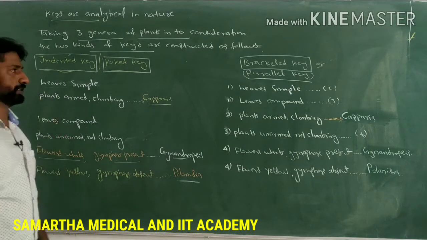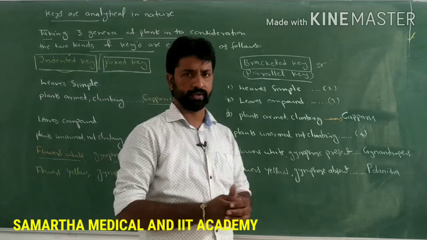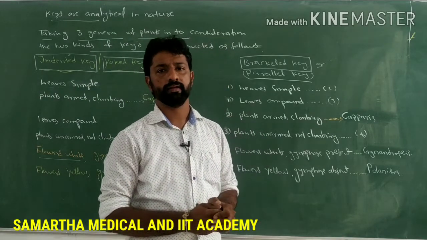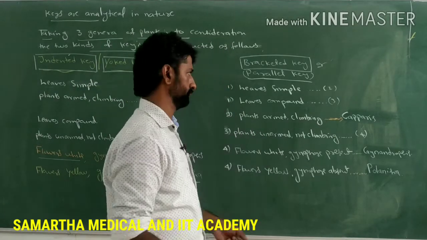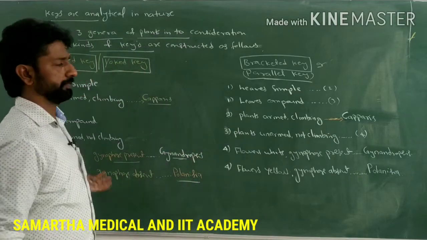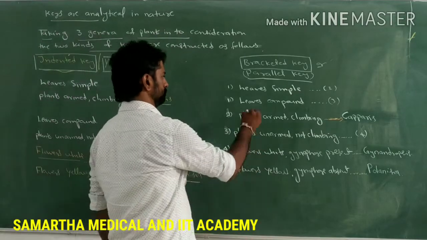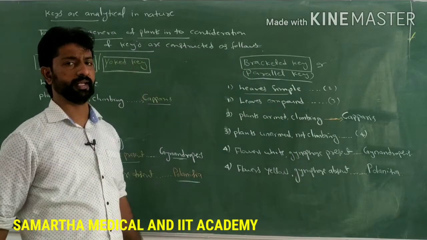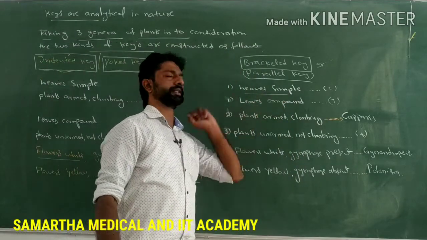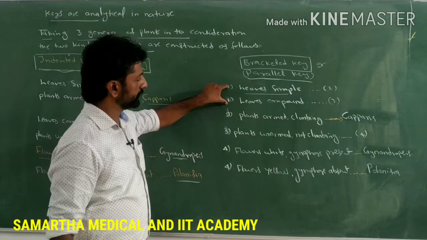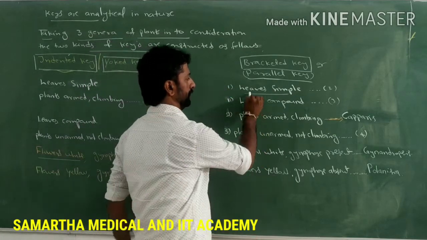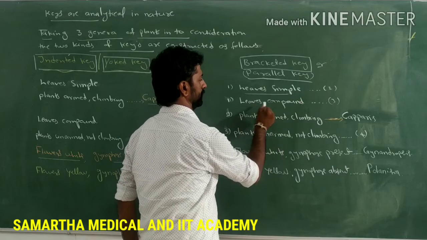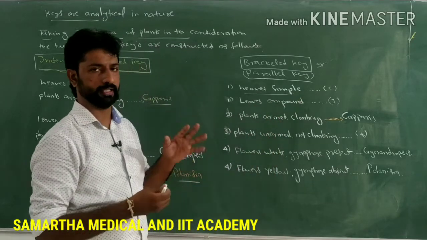Next example, let's see. What do you mean by a bracketed key or parallel key and how can it be constructed? Let's take the same characters here also. Leaves are simple. What are the possibilities in the leaves? Either they will be simple or compound. Let's take this as one character: leaves simple, leaves compound. These are the two alternates present in the leaves.